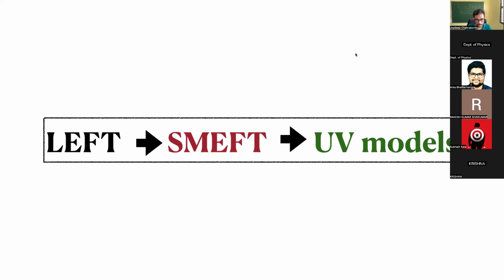And similarly, there's a complementary method, which is the top-down approach. In this top-down approach, we start with our favorite beyond standard model theory, and we expect that the scale of this UV theory, or the mass of these heavy non-standard model particles, is much higher than the electroweak scale. So we should be able to integrate them out, and then we can generate this effective Lagrangian at the lower stage.